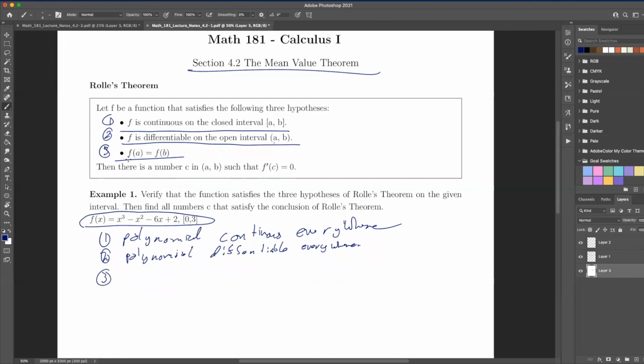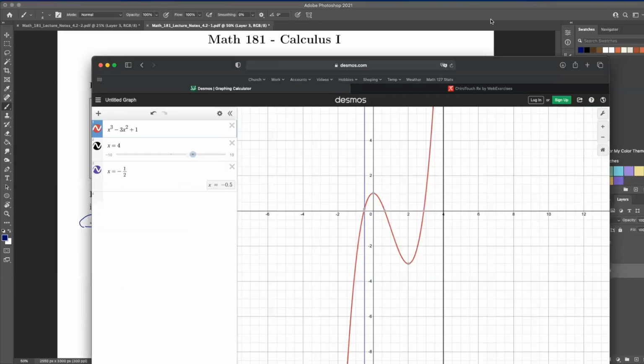Three: f of a equals f of b. So we're going from 0 to 3. We just type in f of 0. F of 0 is equal to what? Well, that's real easy. It's 2, because this is 0, 0, 0, and 2. F of 3, what is that? Well, just chunk it through a calculator, right? Let's do that.